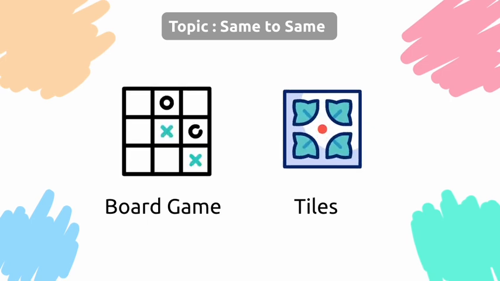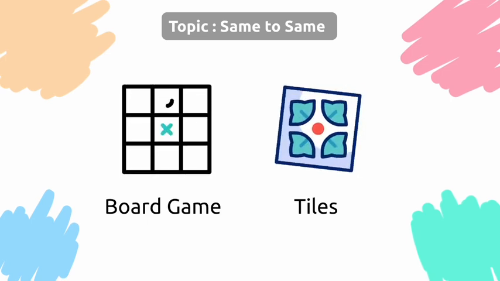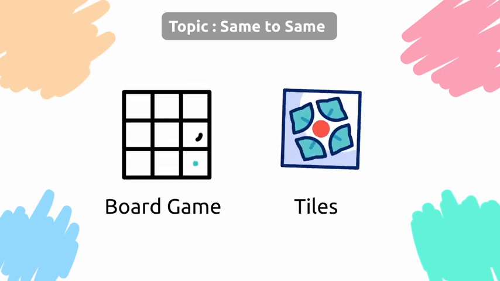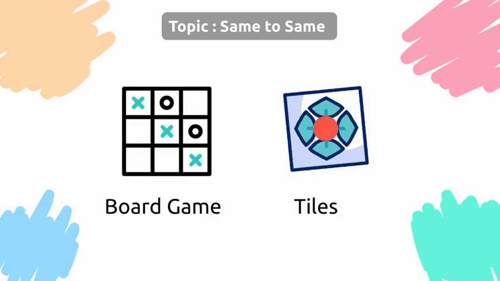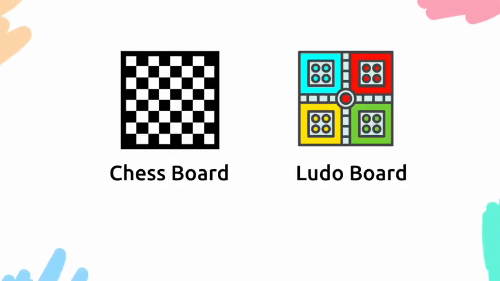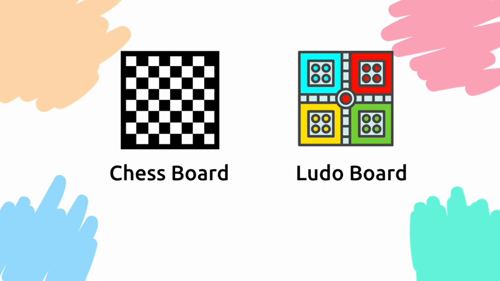Next topic, same to same. Look, my aunt gifted me a board game. These tiles look just like squares. The chess board and Ludo board are also square-shaped. But if I fold them, they look like rectangles.